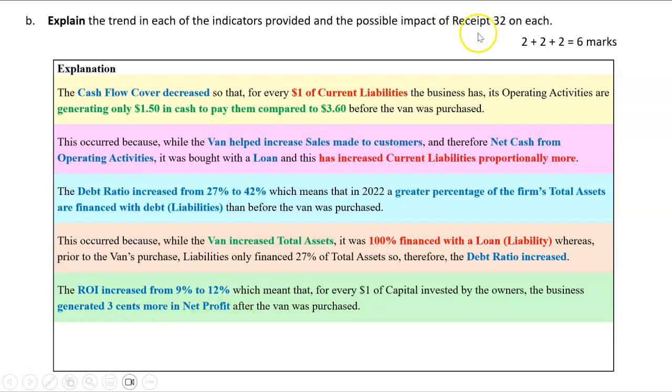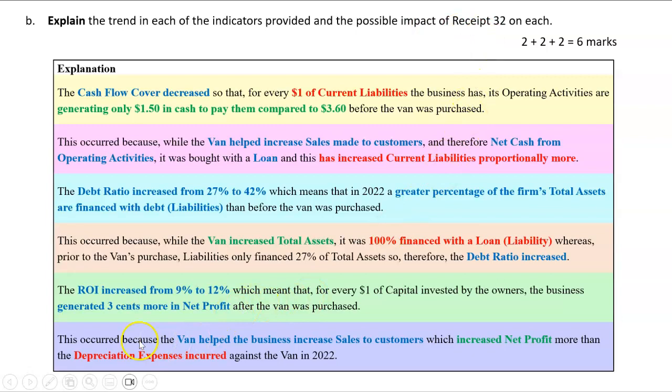Last bit, explain the possible impact of receipt 32 on each. This occurred because the van helped the business increase sales to customers, which increased net profit, more than the depreciation expenses incurred against the van in 2022. And there we go, the 6-mark answer broken down into 3 mini questions, 3 sets of 2. And that's a really good strategy to use when you're getting these big 6-mark written questions.